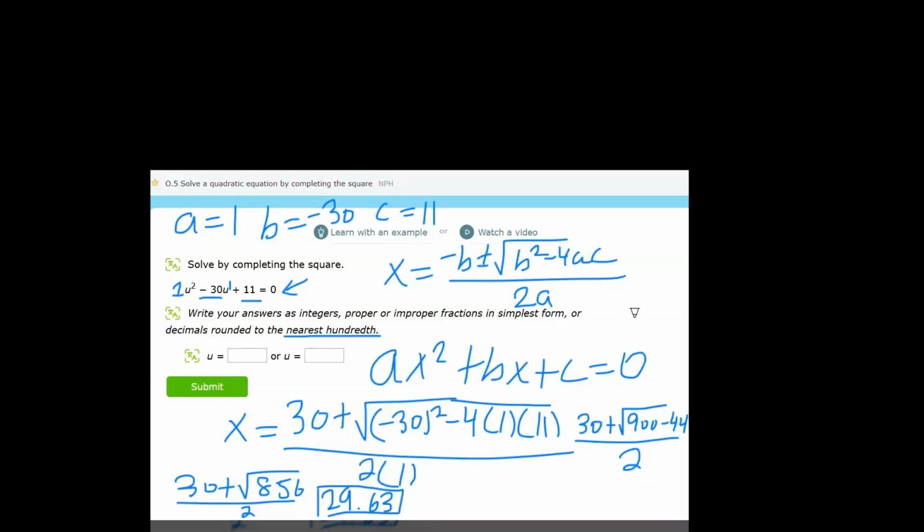And for the other solution, everywhere you see a plus here, you're going to put a minus here. And if you put that into the calculator, you should get 0.371. Again, we're going to look to our hundredths place, look to our right-door neighbor. Because it's 4 or lower, we're going to keep our 7. So 0.37 is our other solution.